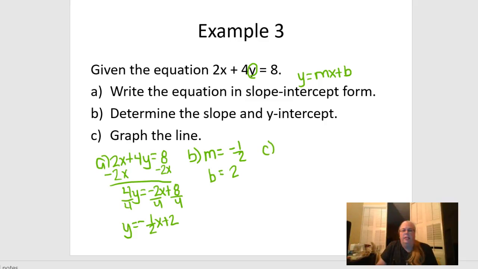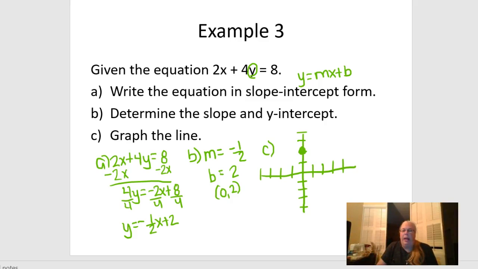And then part C is asking us to graph this. Now, if we're graphing with the slope and the y-intercept, we want to graph the y-intercept first, and then we'll move rise over run using the slope to get to the next point on the line. So we're going to graph 2. Now remember, this is a y-intercept, so the point I want to graph is actually 0, 2. That's right here.